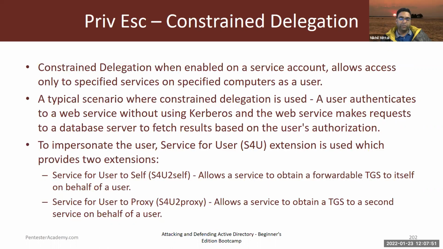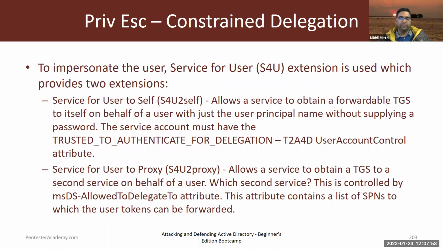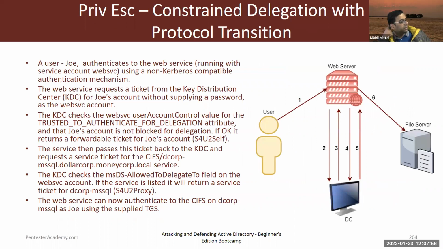So constrained delegation, you can once again use these reference slides later. The idea behind constrained delegation is that you restrict the services that the first hop can access. In case of unconstrained delegation, the first hop can access any other resource as the user. But in case of constrained delegation, the first hop can access only a particular SPN, a service principal name. That is only just one service on one machine.